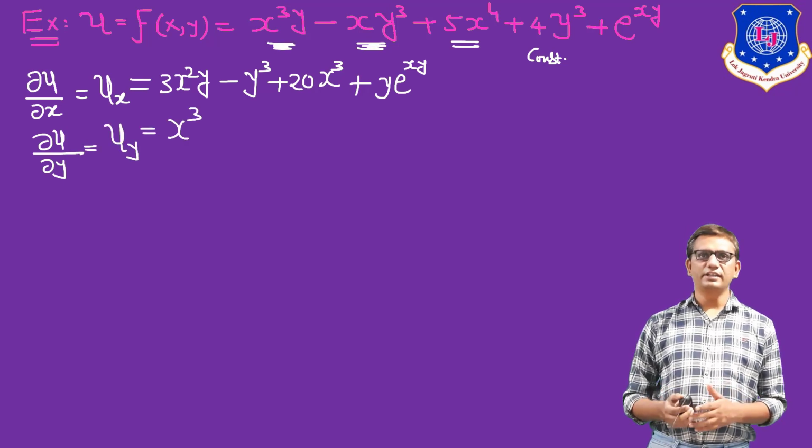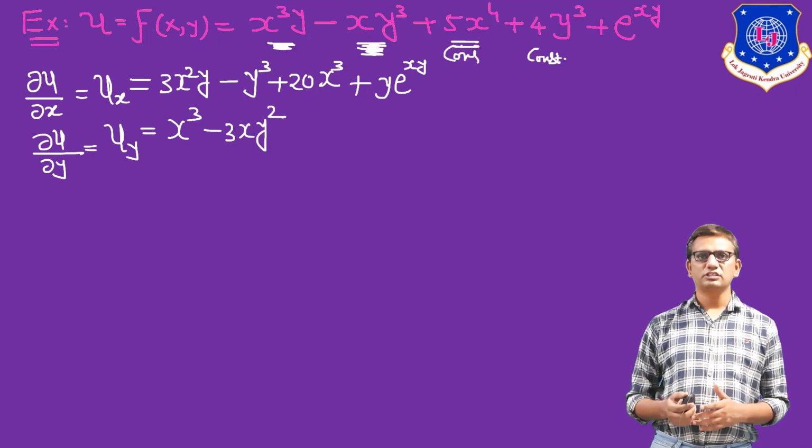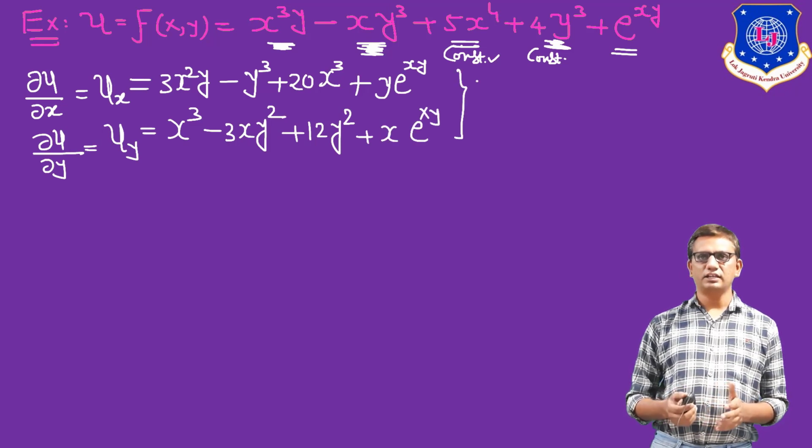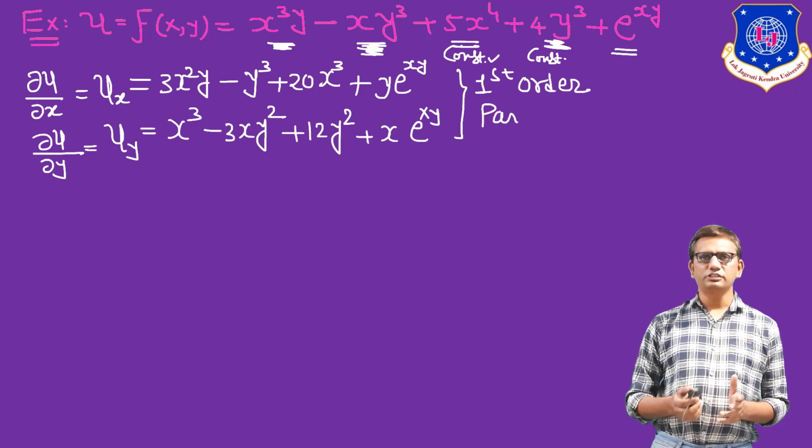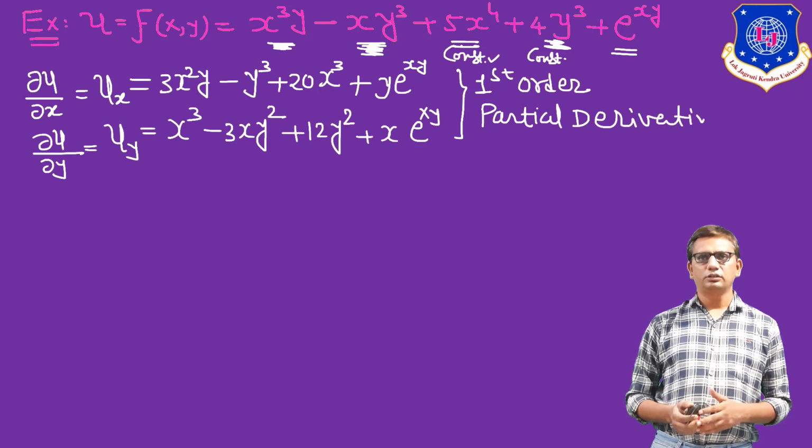Similarly, del u by del y, that is the partial derivative of u with respect to y, is x cube minus 3xy square, plus the term that is constant so we put 0, and 12y square is the second last term, and the last term derivative is x e raised to xy. So these are our first order partial derivatives. Here we have two terms that are functions of x and y combined, so now again we can find the partial derivatives with respect to x and with respect to y.